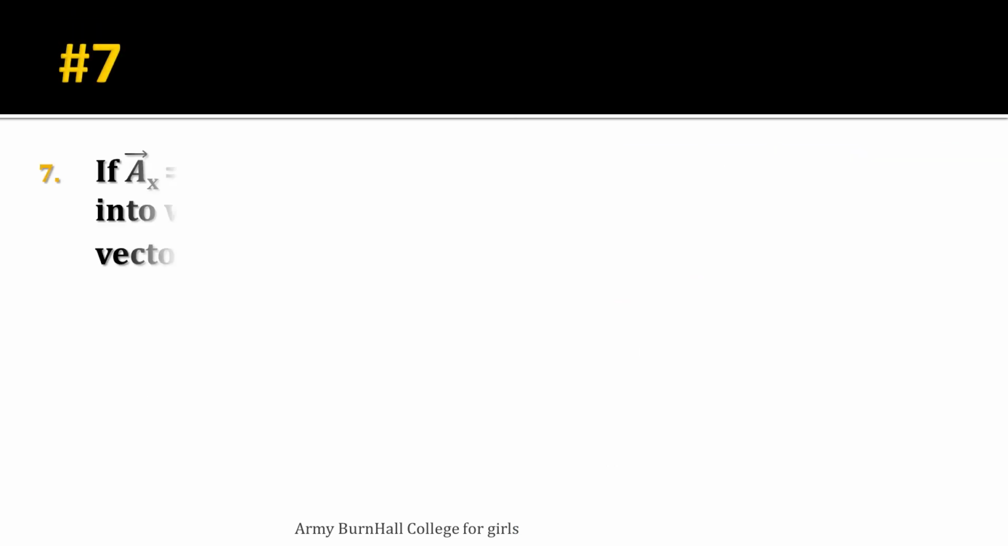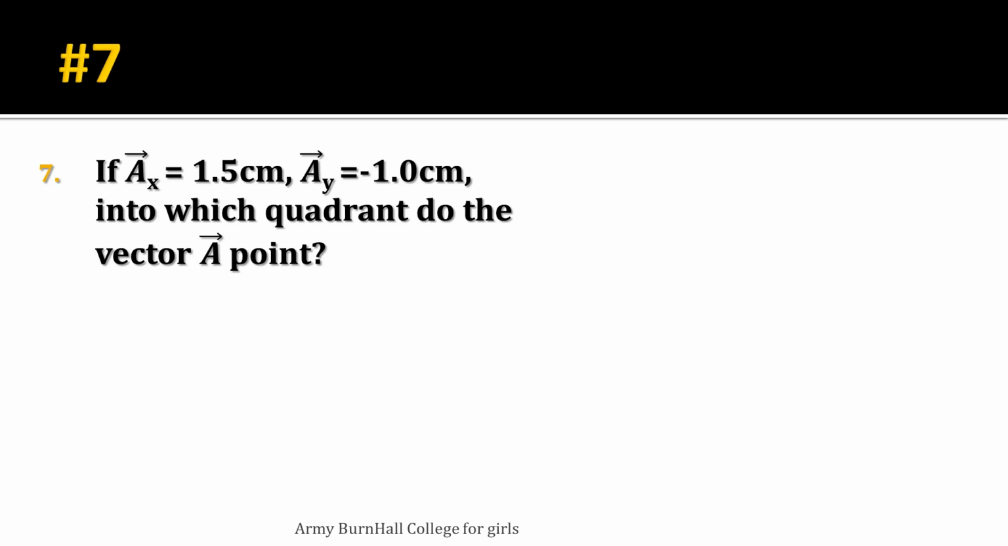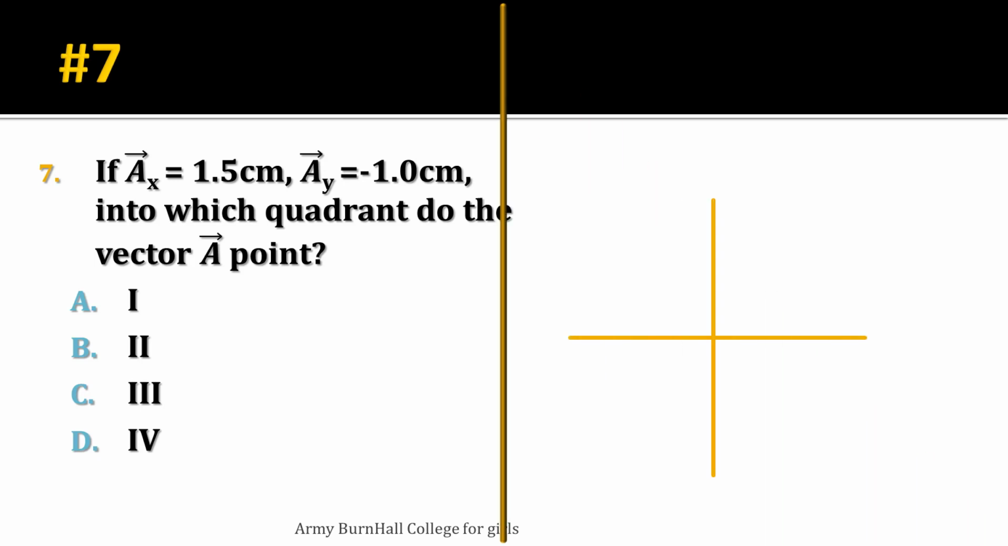Okay. Number 7, if AX is 1.5 centimeter, AY is minus 1 centimeter, into which quadrant does the vector A point? That's very simple. First, second, third or fourth quadrant. You know X is positive, Y is negative. So what should be the quadrant?